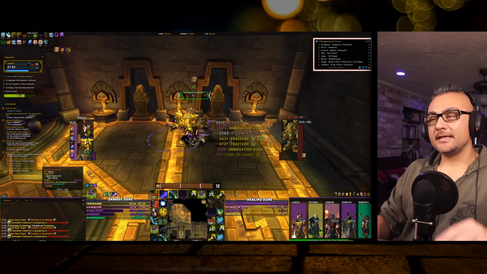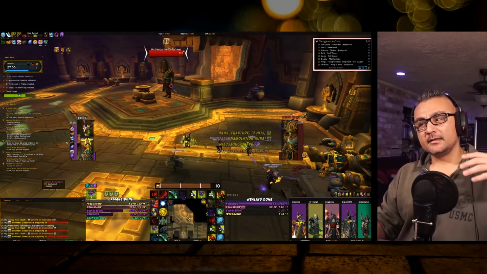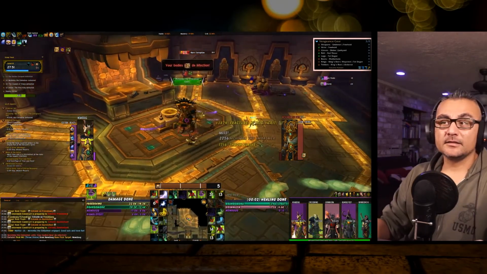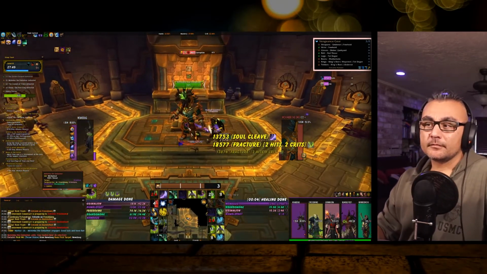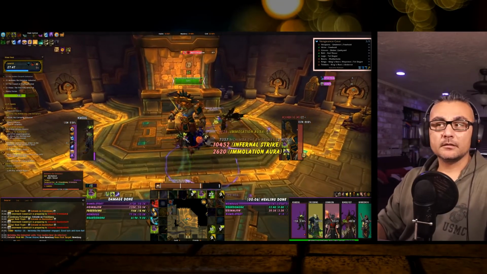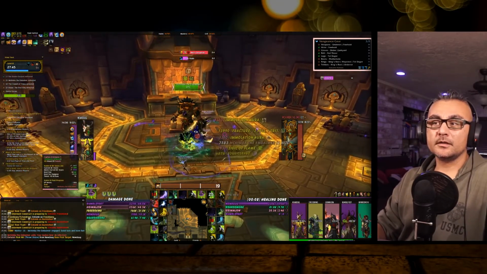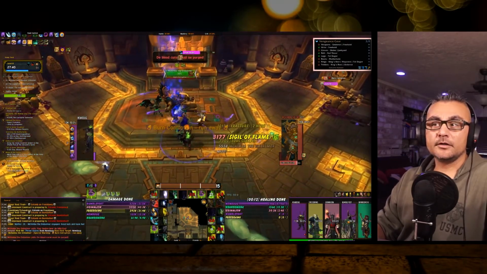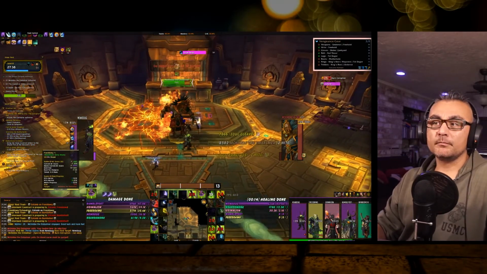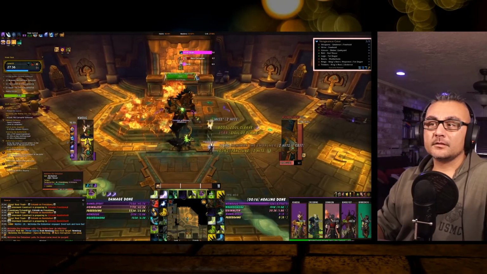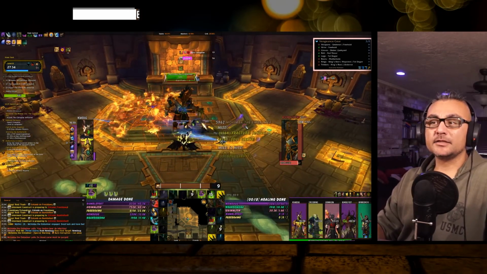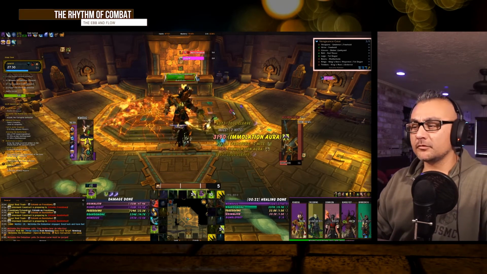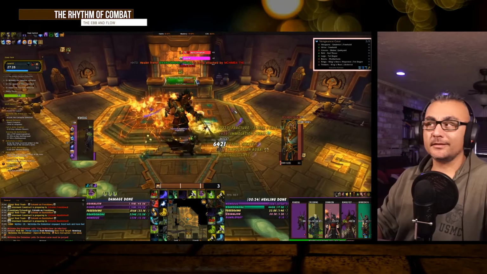So you always want to maintain that rhythm. Another thing that also helps is chain pull. I said it before, to certain mythic weeks you can chain pull, but chain pulling is not just for grouping large packs of mobs together.